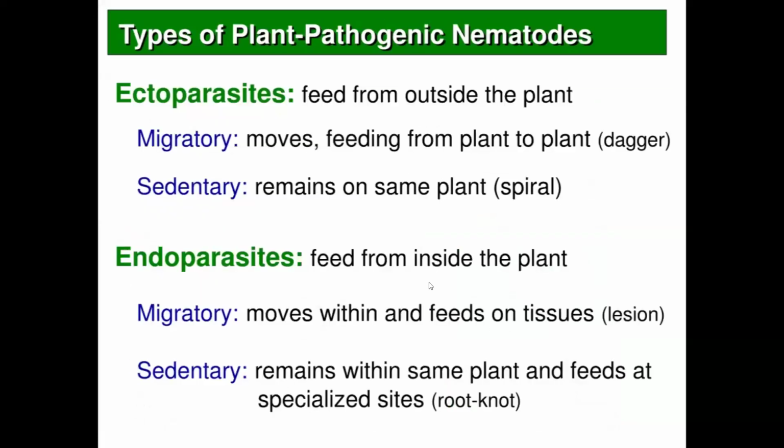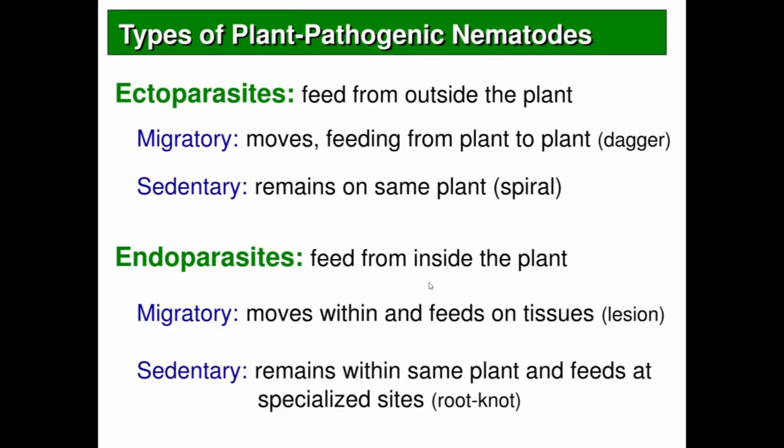So these are some of the different types of plant parasitic nematodes. As I earlier mentioned, some are ectoparasites. That means they feed from outside the plants. But they do this in two ways. They can move, right? They can migrate. Some don't move. Once they enter the plant, they stay there. They are sedentary. So they can just enter and do what they need to do.